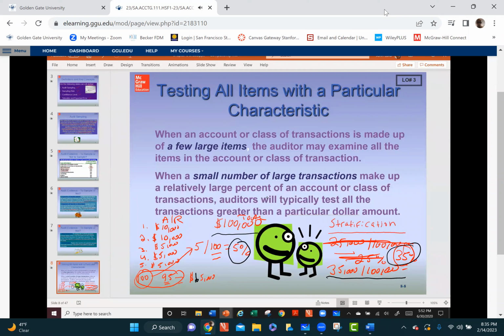You pull off some of the big ones, look at those big ones, get a sense as to what's going on with those, and then you use sampling for the remaining smaller ones. And it's a question of auditor judgment as to where you draw that line. Okay, I'm going to assume the rest of those were amounts that were fairly small that totaled up to that 65,000.